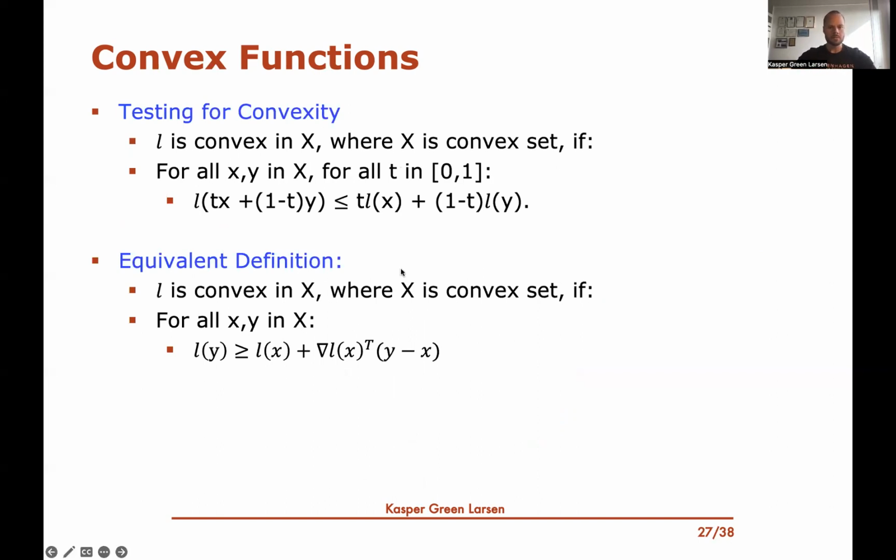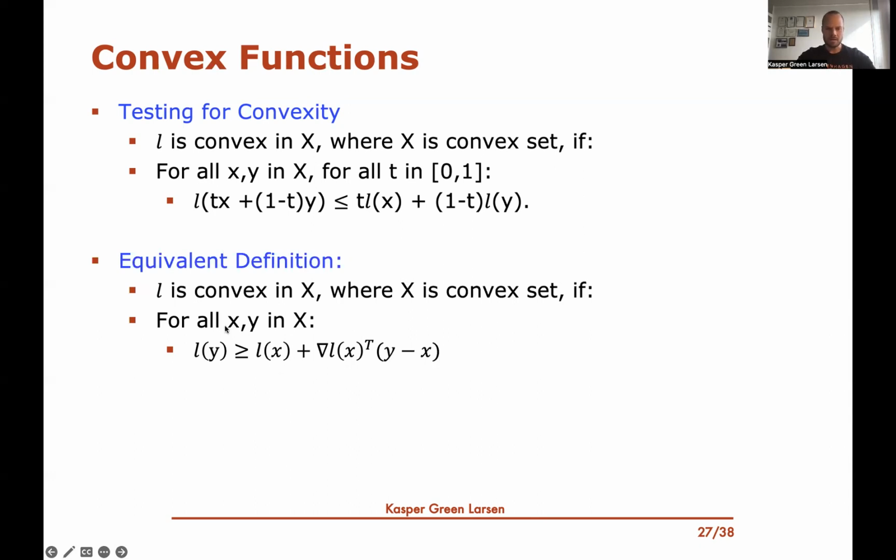Okay. So another definition that actually turns out to be equivalent to the first definition is the following. It says that L is a convex function in a set X, where X is a convex set, if again, for all 2 points X and Y in the set, the following has to hold. So what does this say? It says that the function evaluated at Y has to be at least the function evaluated at X plus the gradient of the function at X inner product with Y minus X.